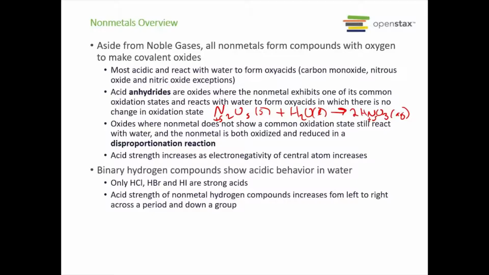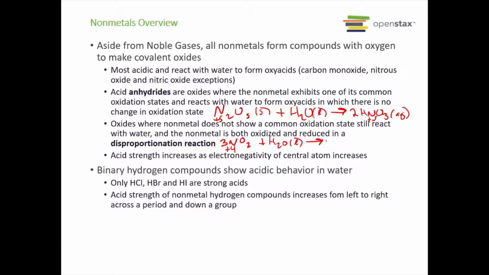Now if you have an oxide where the nonmetal is not showing a common oxidation state, but it will still react with water, and then that nonmetal becomes both oxidized and reduced, you have a disproportionation reaction. That's a really hard word to say. So, for instance, we take some NO2, and here the nitrogen is +4, and we react it with water.